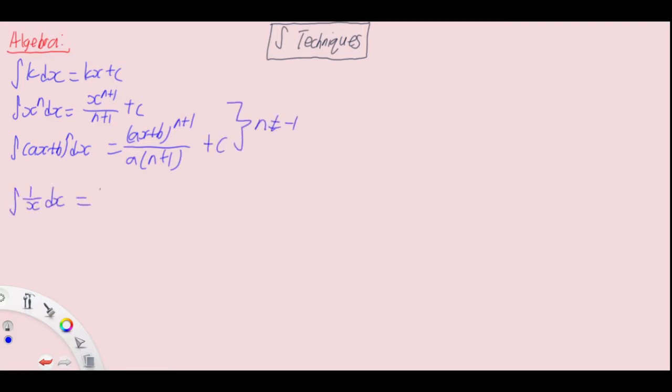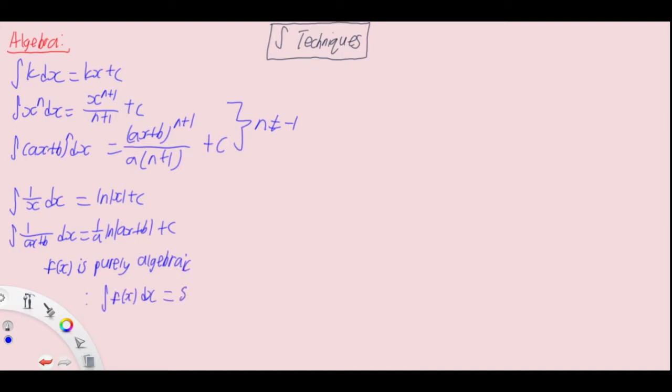So when n is minus 1, you get 1 over x and 1 over ax plus b, right? And therefore you get the ln function, ln x and ln of ax plus b, though for ax plus b, you will also divide by the derivative of the function. If f(x) is purely algebraic, so let's say we want to integrate f(x) dx, you just need to solve it term by term. So each algebraic term, you integrate it independently. But if you need to, expand first.